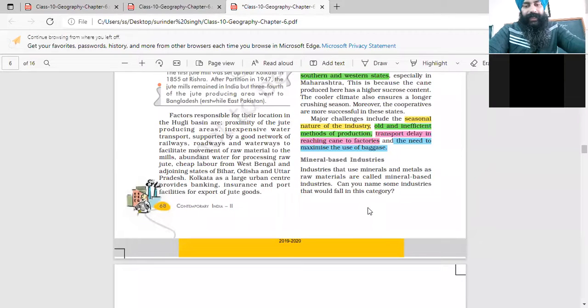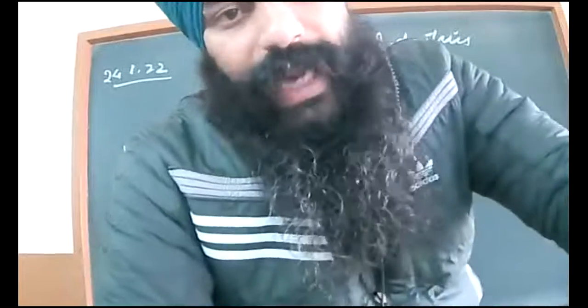Obsolete machinery. Erratic power supply. If we start to use the bagasse, the remains of crushing of sugarcane, for burning in thermal power stations, we can solve the problem of power in sugar industries. Clear? The problem of power supply in sugar industries can be sorted out if we start to utilize the bagasse which remains after the crushing of sugarcane.